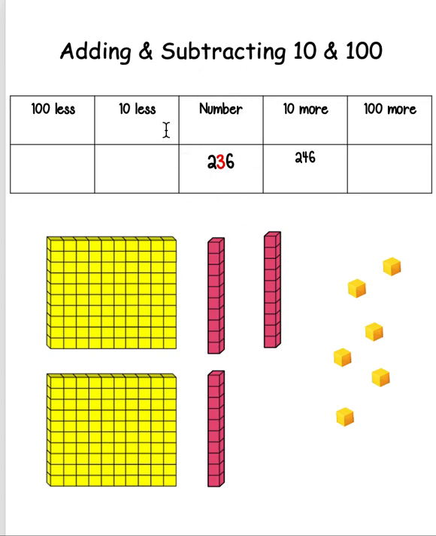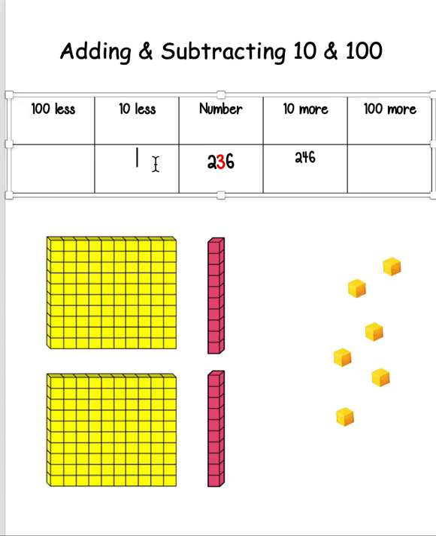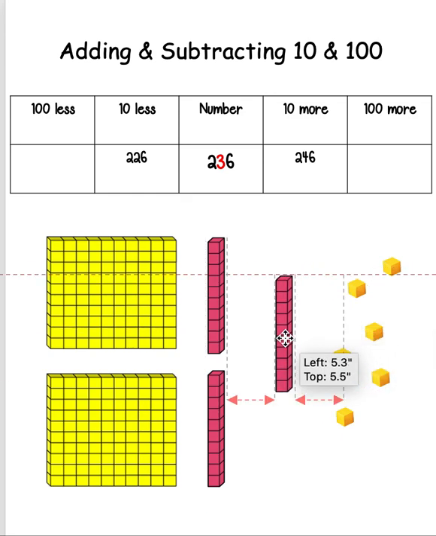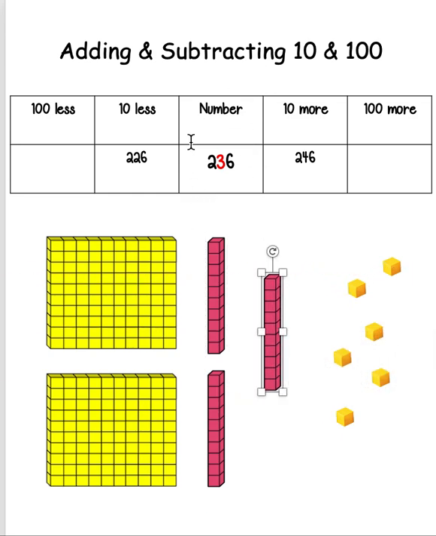Now let's look back at our base number. I have 236. I want 10 less, so I want to take away a 10. Now my number would be 226, right? Our hundreds didn't change and our ones didn't change, just our tens. Okay. Go back to our base number here and bring our 10 back in because we're at 236.